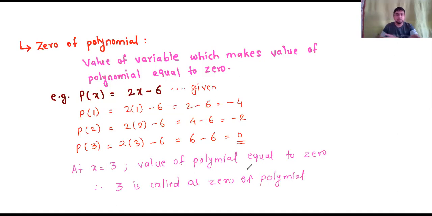Okay, so what is the definition? Again, now we will see the definition. It is the value of variable. What is the value here? 3, which makes the value of polynomial equal to 0.